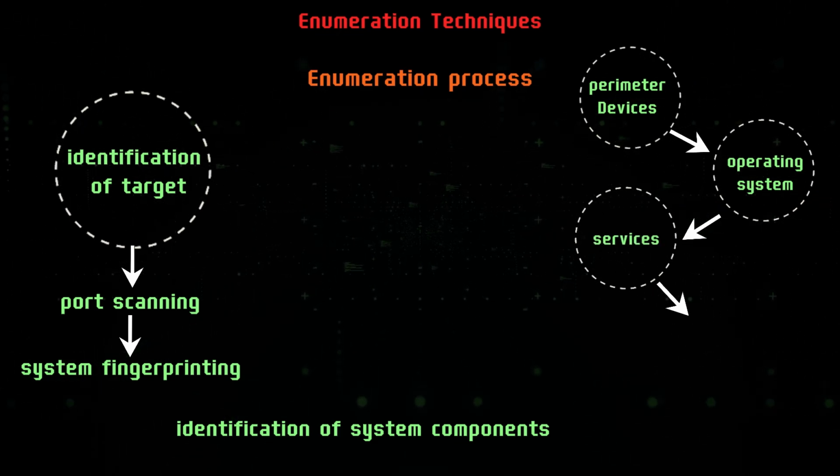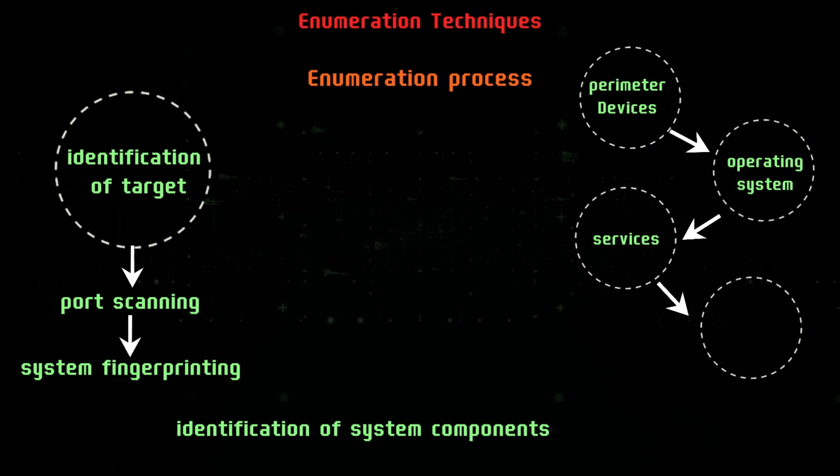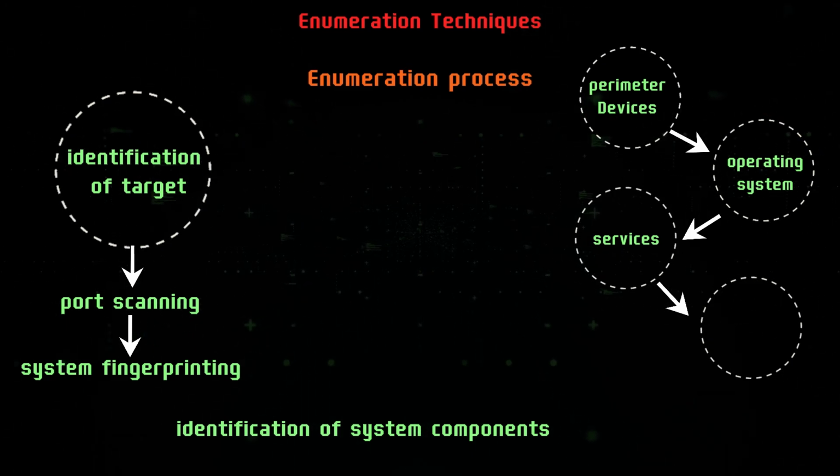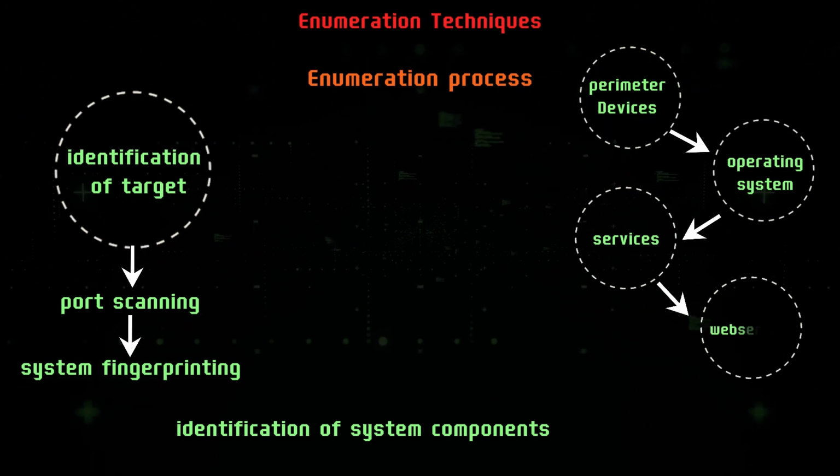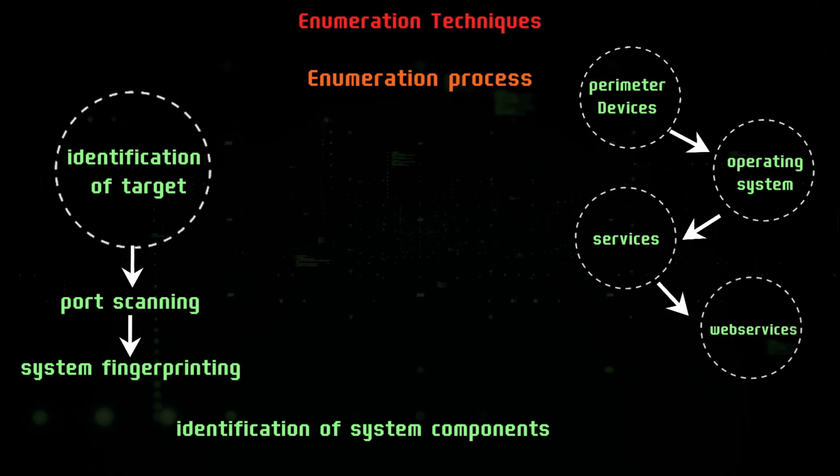This is the process of enumeration. First, identification of the target, then perform port scanning, and then system fingerprinting, and identification of services and system components.